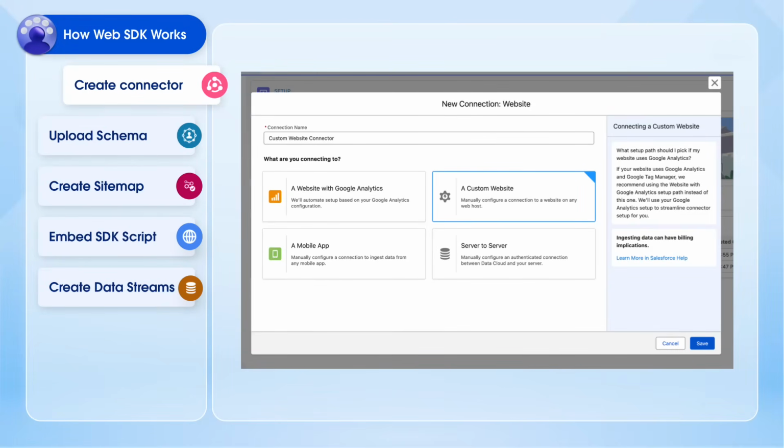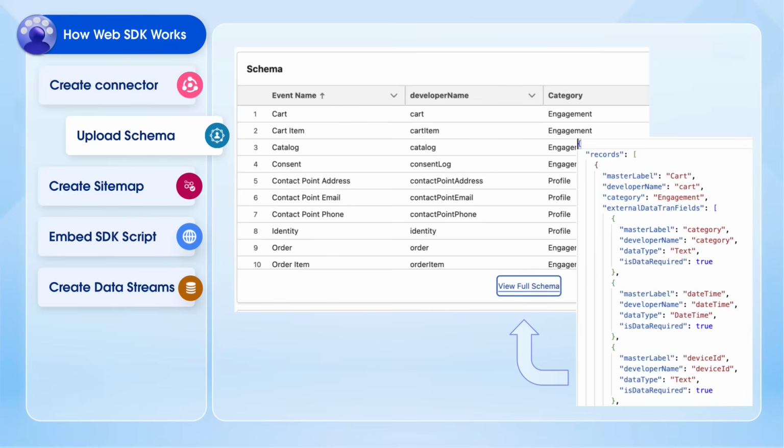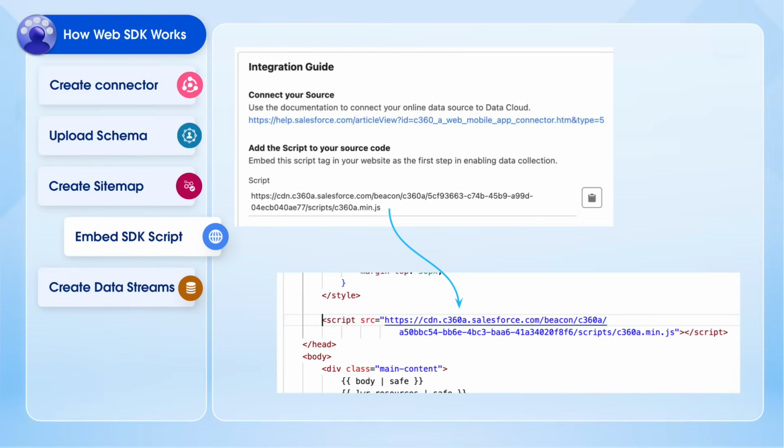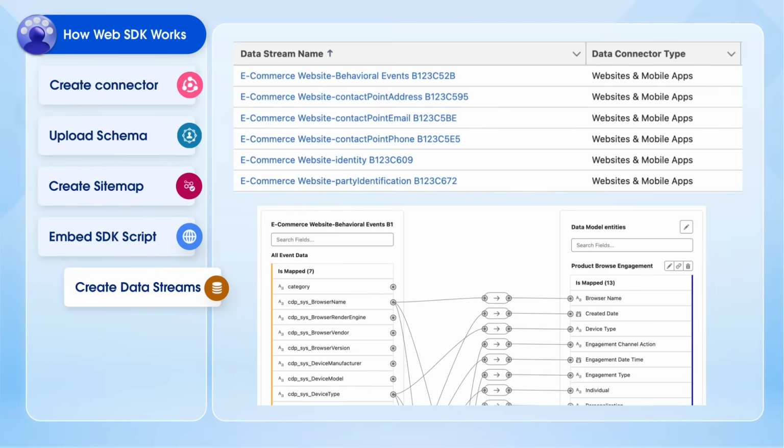You first create a connector. Then you define the schema, which denotes the type of events that you want to capture and the fields that you will capture for each event. Then you create data capture rules that define what events should fire when. For example, you want to capture an event whenever the user clicks a certain button. Then you embed the Web SDK script in your website to start the collection process. Finally, you create data streams and map the data to relevant data model objects.